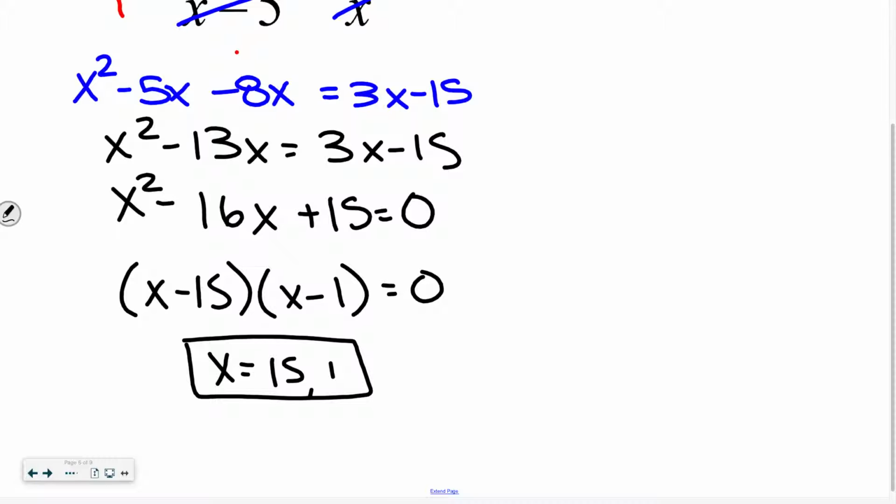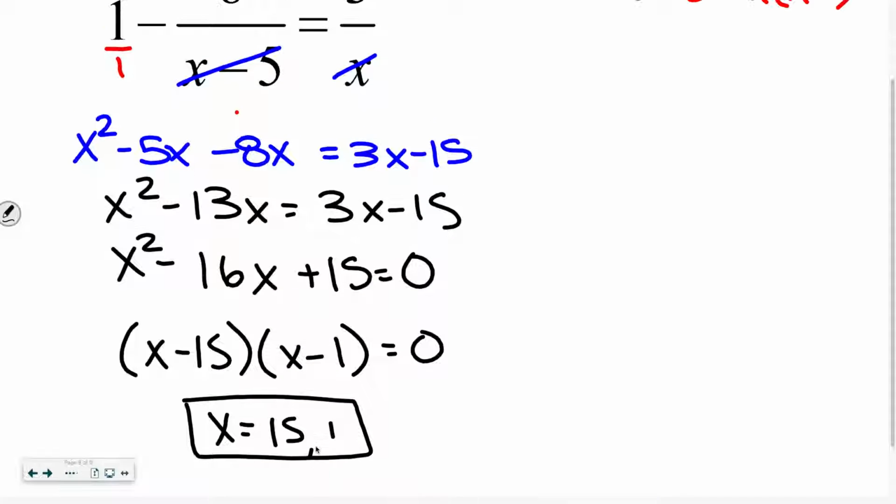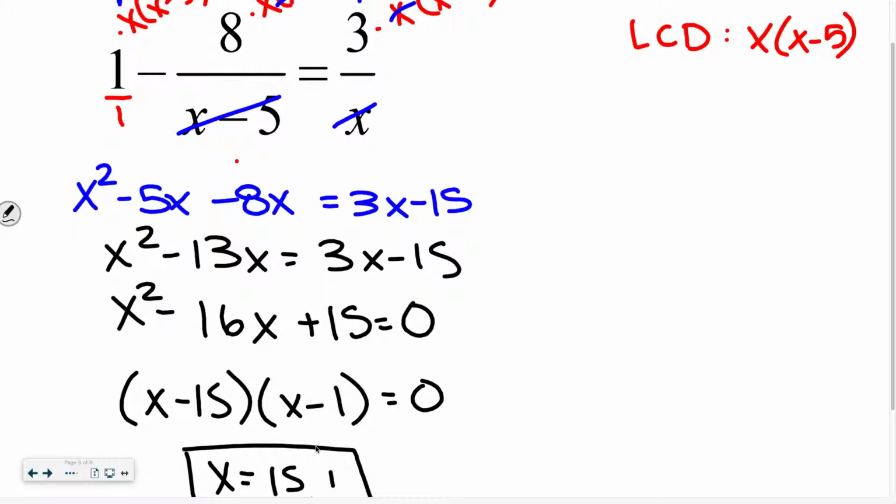Okay. What should you do with both of those answers? Plug them in. Do either of those values, 15 or 1, make your original denominators equal 0? Nope. So both good answers.